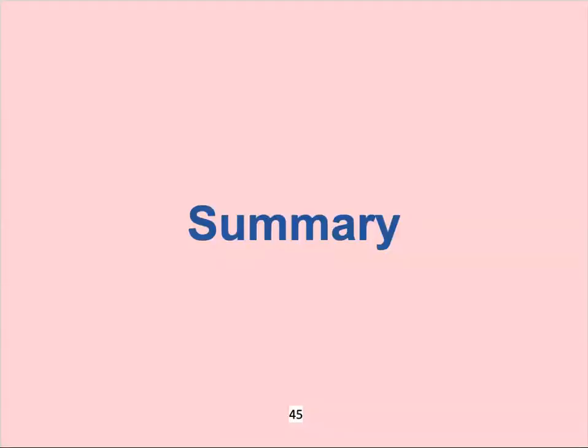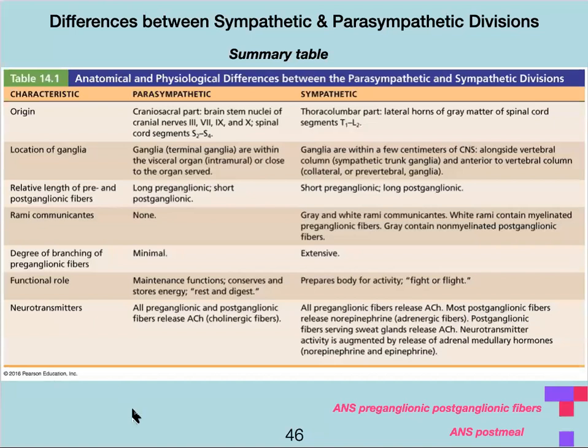Okay, so a quick summary of what we learned today. Okay. Anatomical differences between sympathetic and parasympathetic divisions. We've also looked at anatomical differences between somatic motor system and autonomic nervous system. So review those. We looked at the functional difference between the two, as well as the receptors and the neurotransmitters found in each. Okay, so look over this table to make sure you understand the concepts.